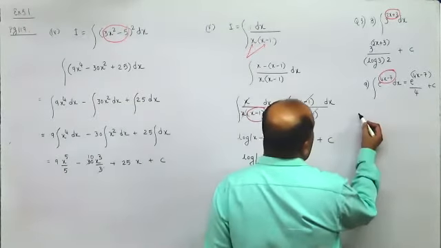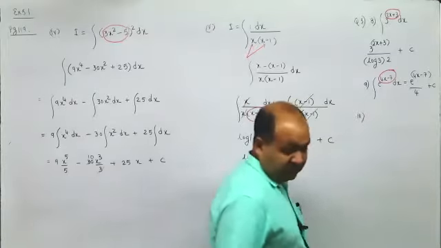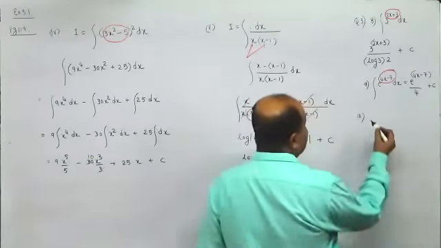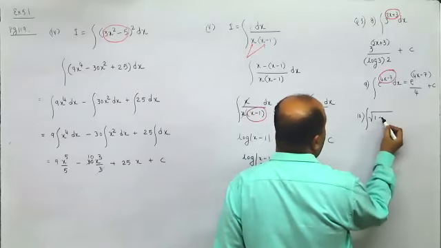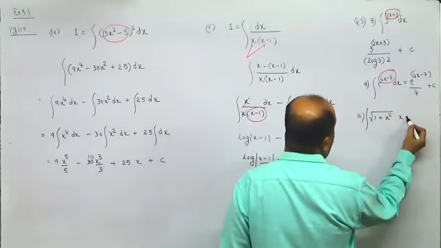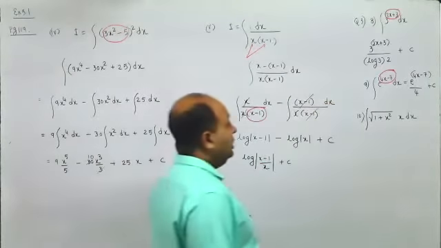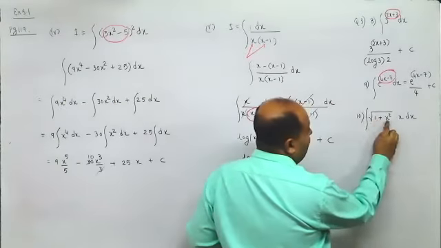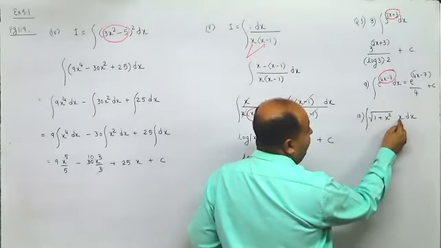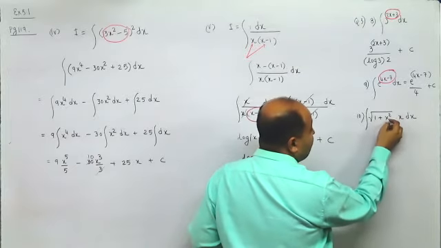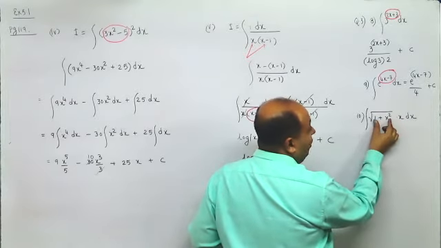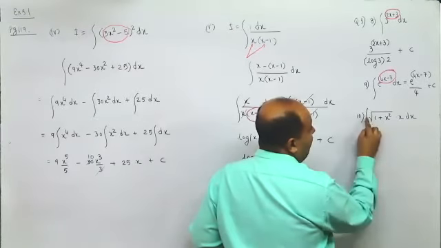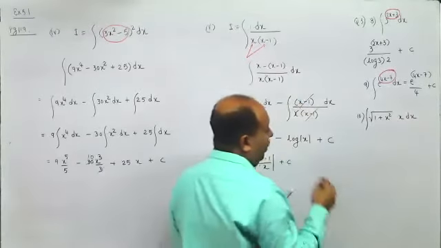Then the 10th question is root of 1 plus x square into x dx. Now always remember, I told you, if you have a term within root and its derivative outside, or if you have a fractional term with its derivative outside, what is derivative of 1 plus x square? It is 2x. You need 2 here. So we can divide and multiply by 2. Now what would you get over here?